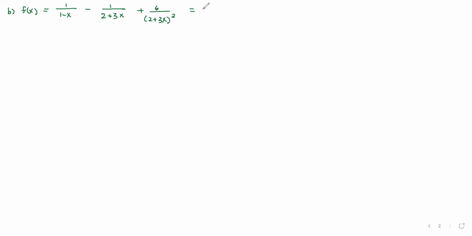The first term, we have (1 minus x) to the negative 1. The second term, you have (2 plus 3x) to the negative 1, plus 6. The third term is (2 plus 3x) to the negative 2. So we need to expand all these three. We could expand them one by one. Let's look at (1 minus x) to the negative 1.